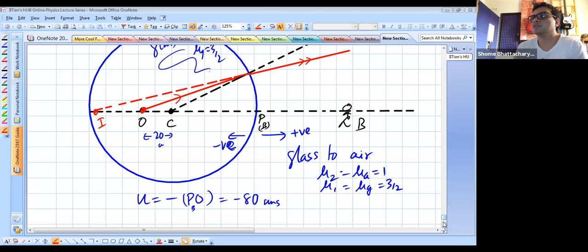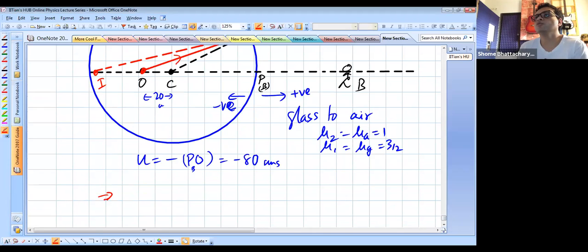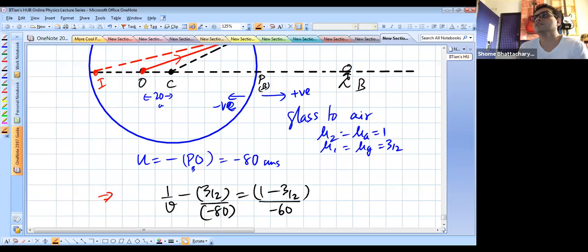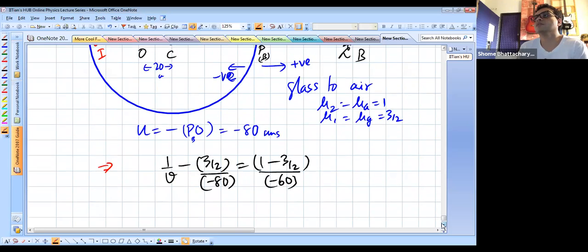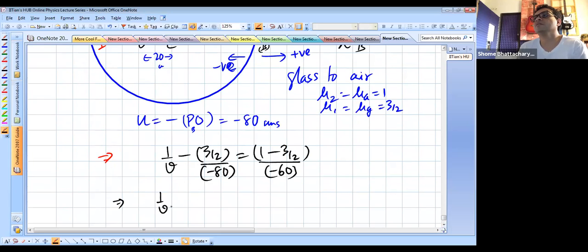So let's substitute in the formula again. So mu2 by v minus mu1 by u, so 3 by 2 divided by minus 80, is equal to mu2 minus mu1, so 1 minus 3 by 2, divided by R, which is minus 60. So let's see what we get this time now. So 1 by v plus 3 by 160 is equal to, oh sorry, 1 by 120 minus half.